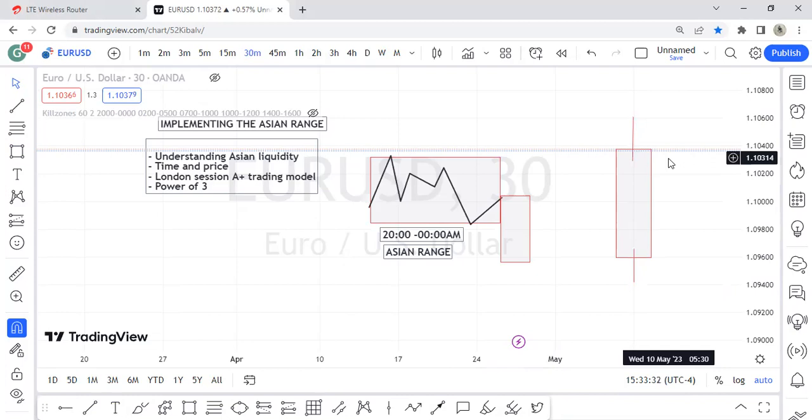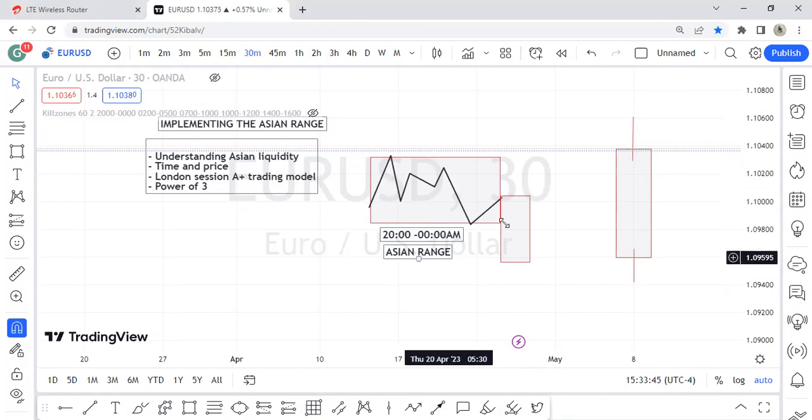So how do you know that the market is bullish or bearish? That's where you have to do your top-down analysis. We're not talking about other analysis here, we're not talking about implementing the Asian range. So basically, you want to see price drop below this point, and then look for longs.